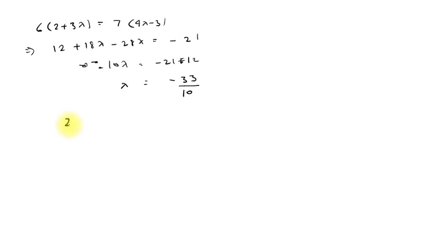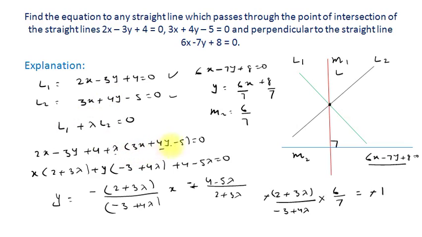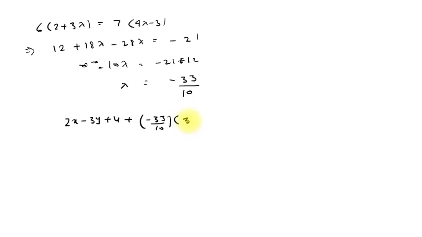So here we can write 2x minus 3y plus 4 plus lambda is minus 33 over 10. Okay, and the second line which is given is 3x plus 4y minus 5, equal to 0. So upon solving we find the equation, and after solving we get 119x plus 102y minus 125 is equal to 0. So this is the required equation of straight line, right?